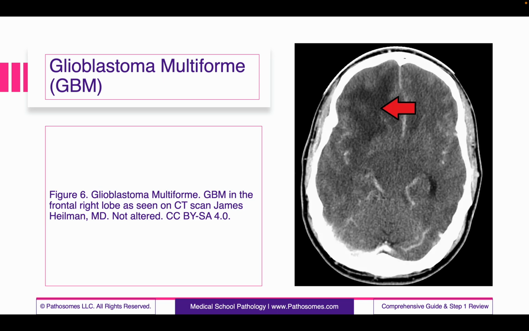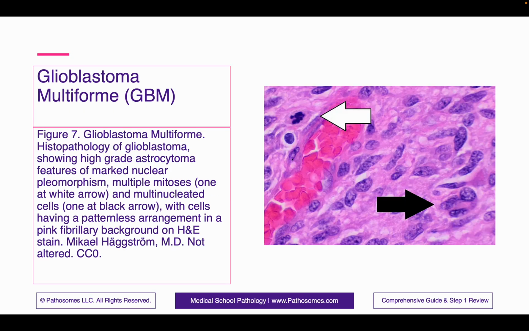Here we have more imaging of a glioblastoma multiforme, this time in the frontal lobe of a patient. And here we have some histology of a glioblastoma multiforme. Now this is extremely high magnification, but what it is showing is the multiple mitoses. You can actually see that indicated by the white arrow, and multinucleated cells indicated by the black arrow.